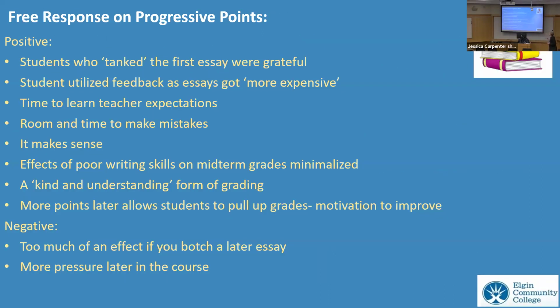So this is what they had to say about progressive points. Almost all of this in the free response section was positive. So the students who tanked the first essay were super happy. It was only worth 10 points and they got a chance to fix it. They could utilize my feedback and they generally say my feedback is pretty good, although some of my students say I'm mean. But I have more and more students saying I'm nice and kind and I'm like, I guess it happened with age. Mellowed. Who would have thought?